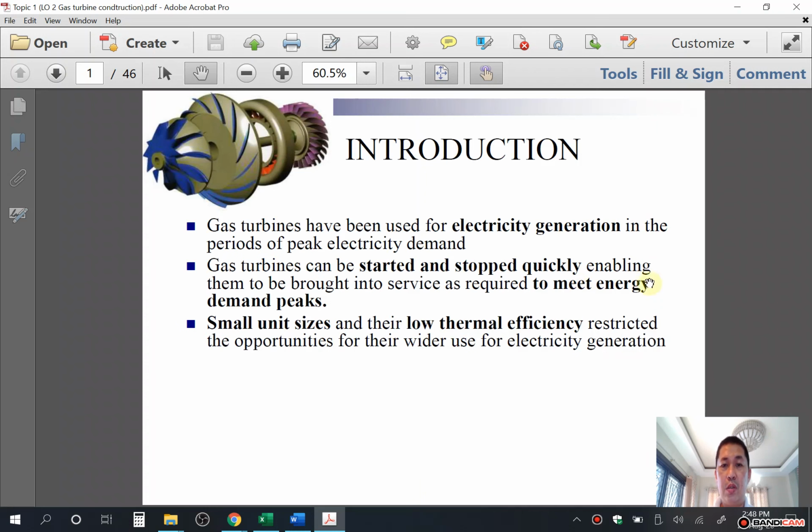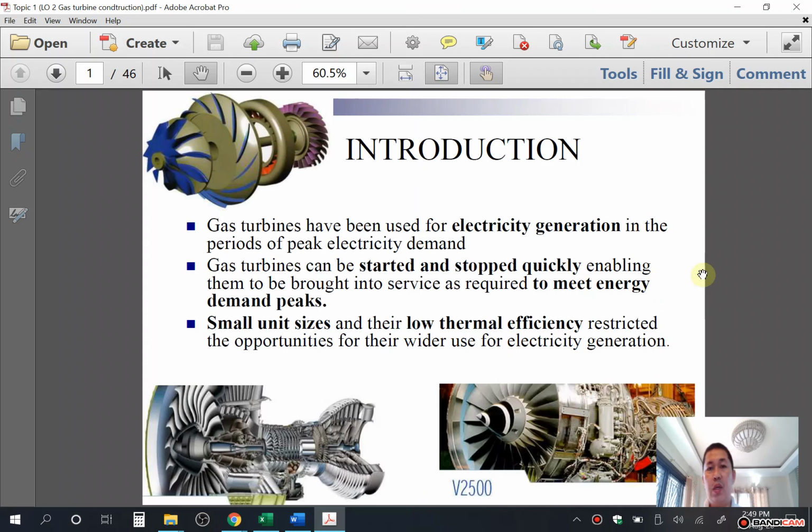So introduction. By the way, gas turbines have been used for electricity generation in the power plant. In periods of peak electricity demand, gas turbines can be started and stopped quickly, enabling them to be brought into service as required to meet energy demand peaks. Small unit sizes and their low thermal efficiency restricted the opportunity for their wider use for electricity generation. So that is in the power plant.